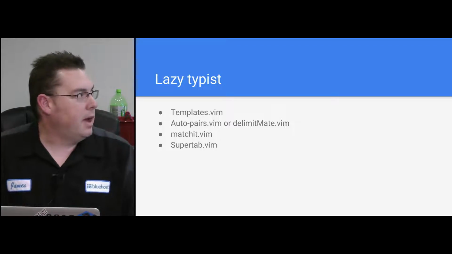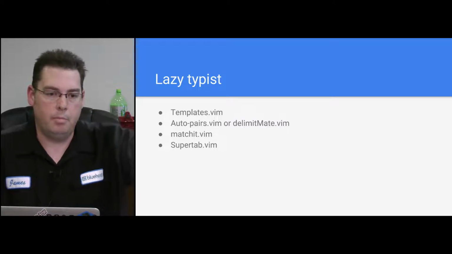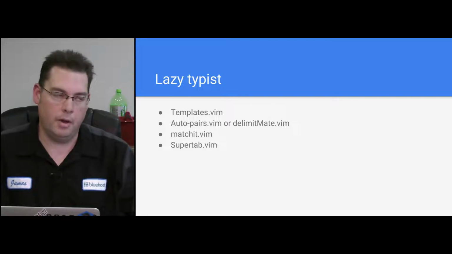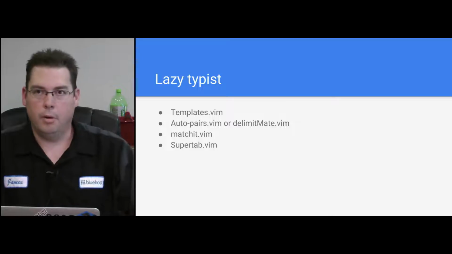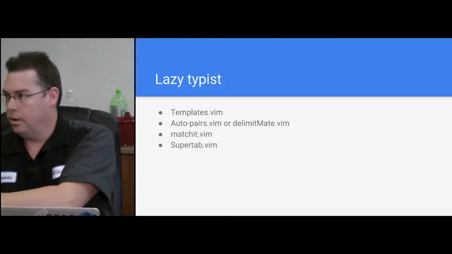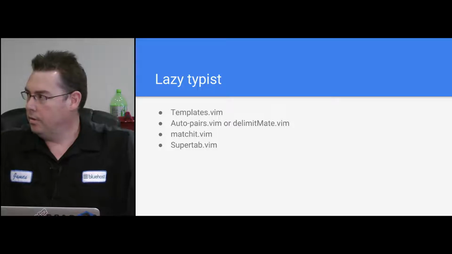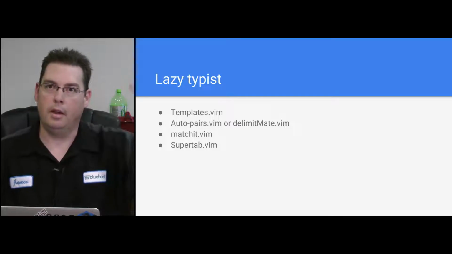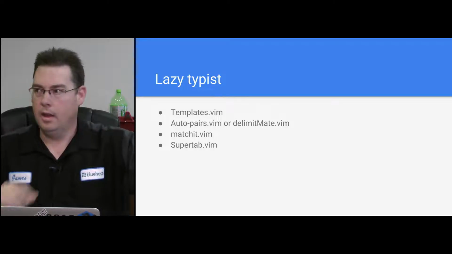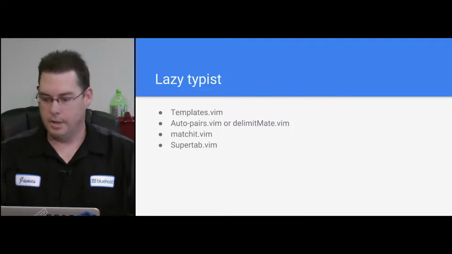Match it expands the capabilities of percent. What percent does by default is it jumps you from the top of a block to the bottom of a block. And the definition of a block by default is either a parentheses or a curly brace or a square brace. So if you hit percent and you're on a brace, it will jump you to its match. What match it does is now it expands what those pairs are. So if you're in HTML and you're sitting at an angle bracket P, it will jump you to the other P. It will also match else ifs. It will match a whole bunch of things.